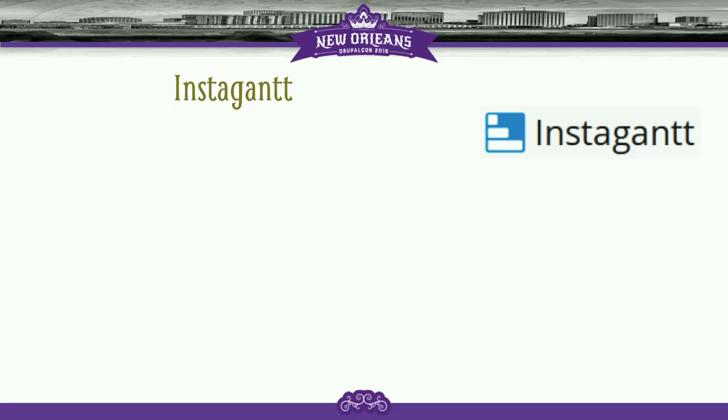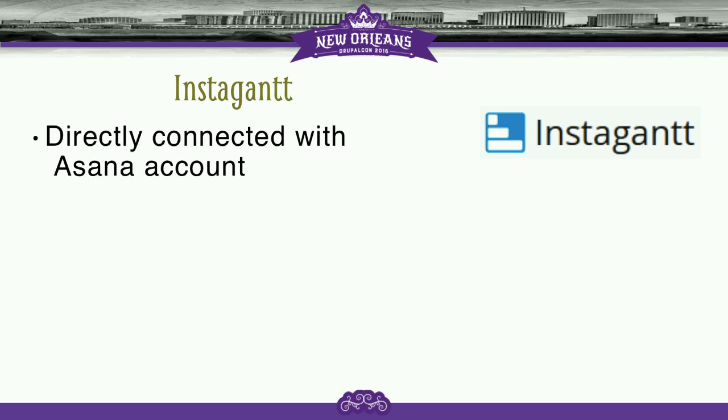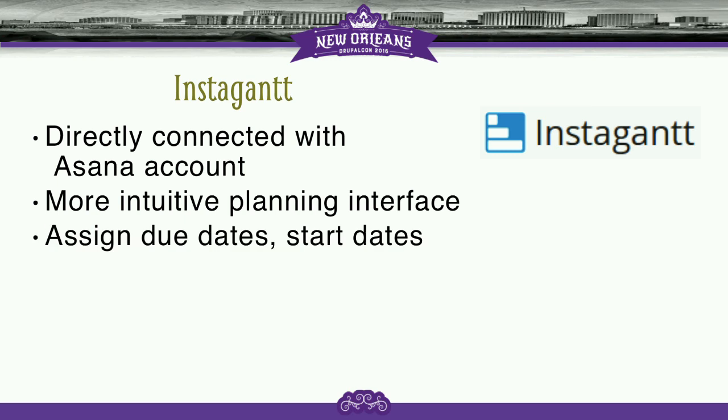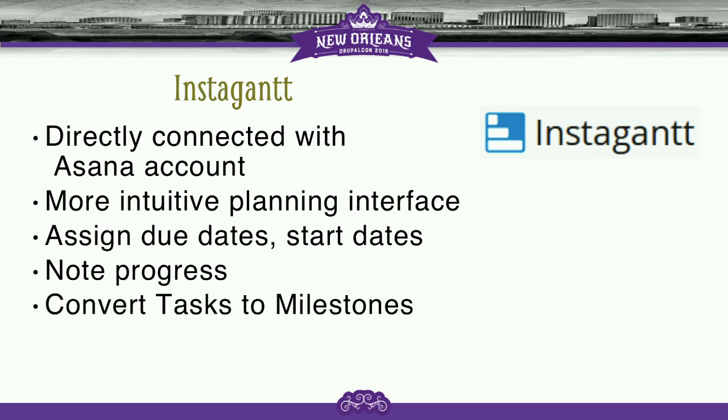So next thing is Instagant. I just love the name, Instagant. It's like everything should be like that. Instagant is a Gantt tool that connects to Asana. It's a separate piece, you have to turn it on, but it allows you to do more of that intuitive planning, which is you have a Gantt chart and you want to drag the ends and the beginnings of the allocations. You can assign due dates, you can assign the start dates, you can note the progress in the Gantt chart items, and you can convert tasks into milestones.